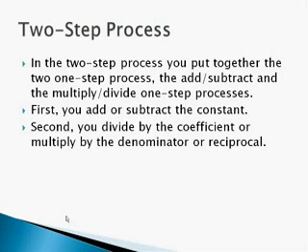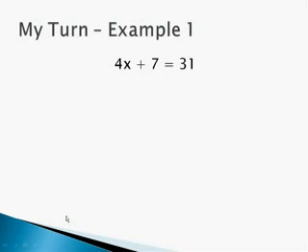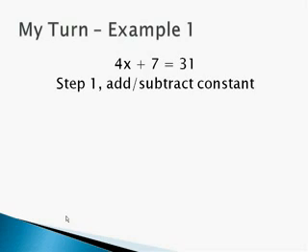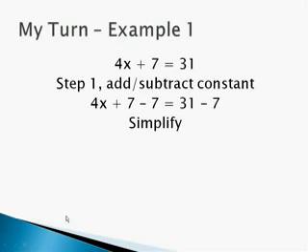Example, 4x plus 7 equals 31. First, we add or subtract. Subtract 7 from both sides because it's the opposite of plus 7. Simplify, you get 4x equals 24. Now we're going to divide both sides by 4 because 4 is multiplying the x. We simplify, and x equals 6.